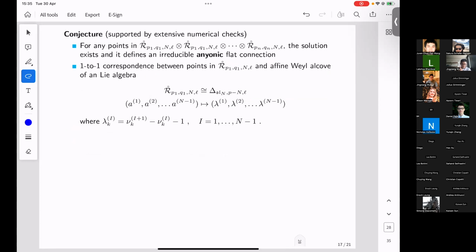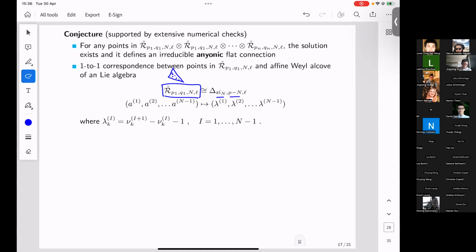And what's more interesting is the following. Each region that looks like this triangle here is actually the same as the Fan-Yang curve for the Lie algebra SL(N) with level P minus N.